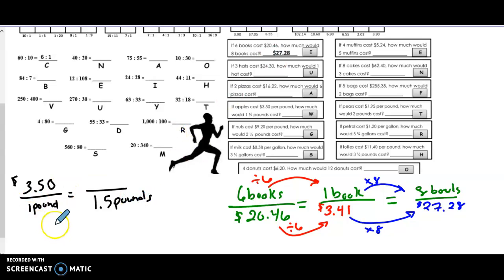All right, so what are you going to do? What do I do to 1 to get 1 1/2? You multiply by 1 1/2. Anything times 1 is itself. So you're going to multiply 3.50 by 1 1/2. And that is going to give you the cost for 1 1/2 pounds. All right, let's do the next two.